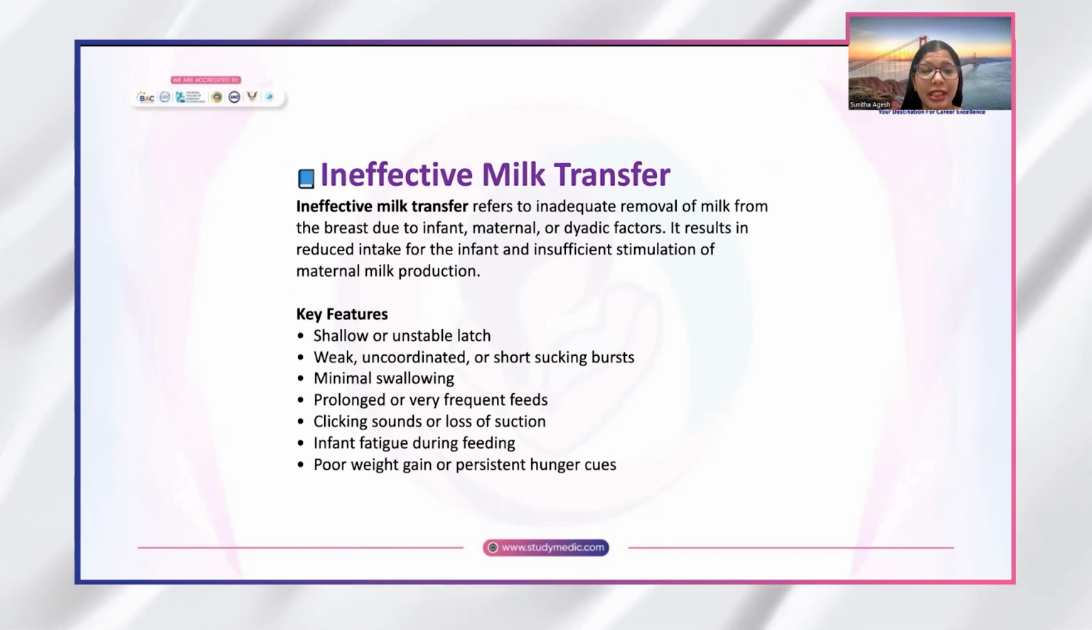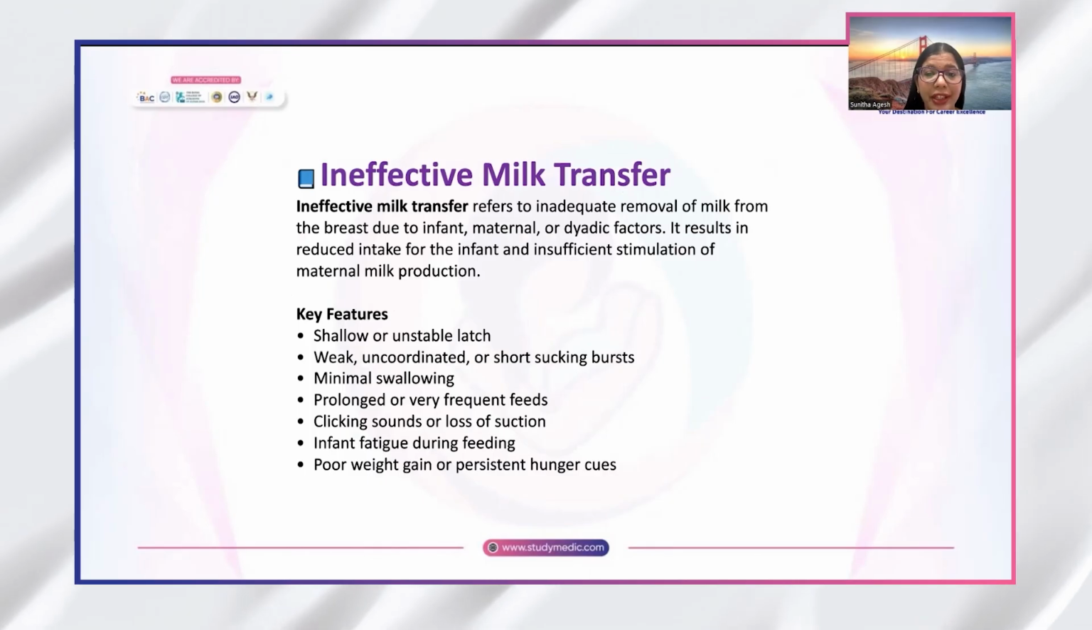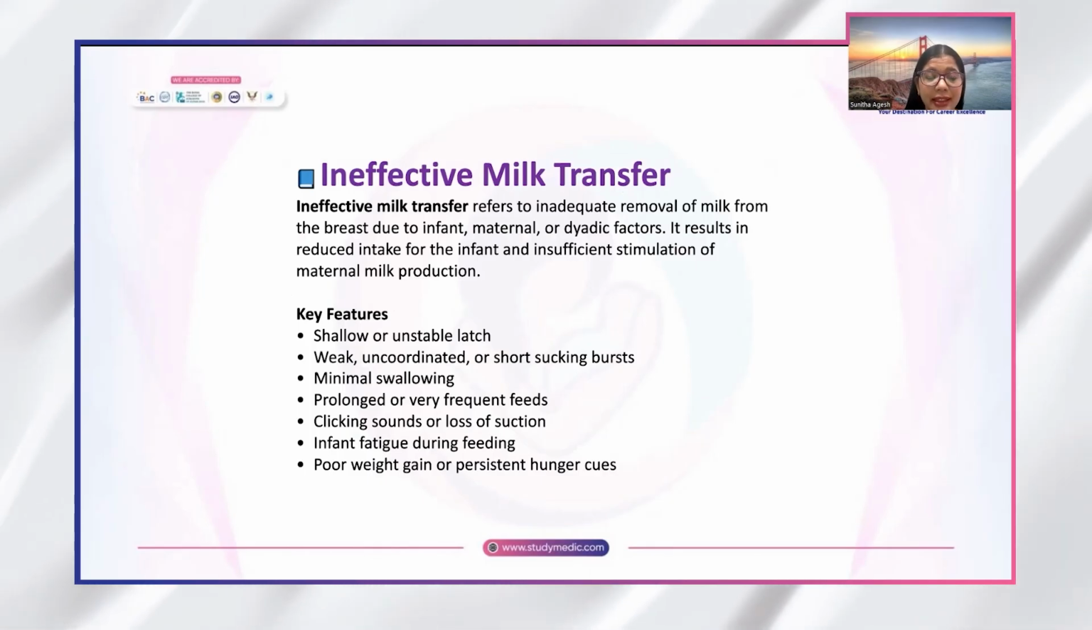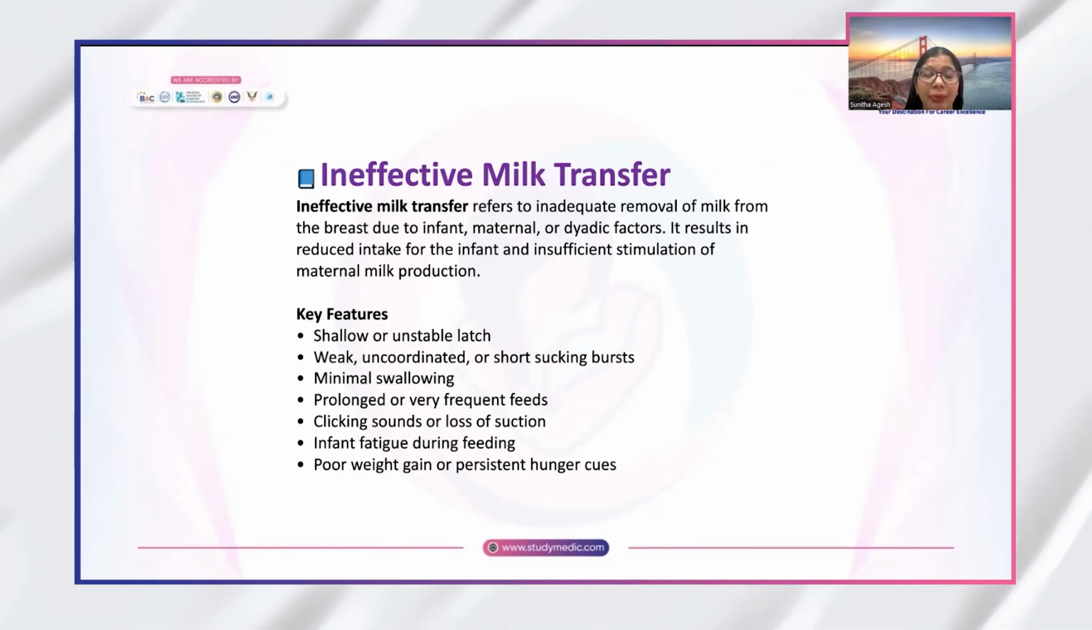Ineffective milk transfer refers to inadequate removal of milk from the breast due to infant, maternal and dyadic factors. It results in reduced intake for the infant and insufficient stimulation of maternal milk production. So what are the causes for this? If the baby has a shallow latch or weak, uncoordinated short sucking bursts, especially in preterm babies, and if the baby has minimal swallowing and prolonged, very frequent feeds.